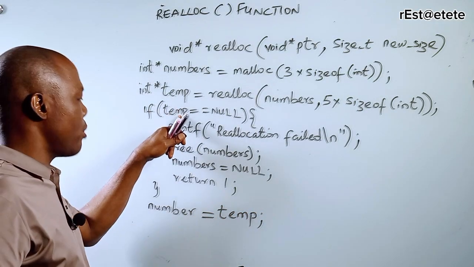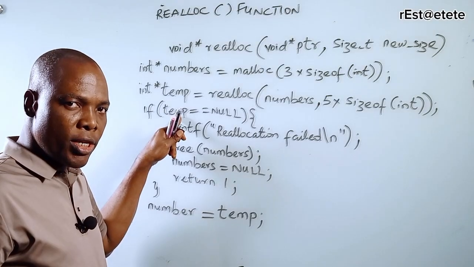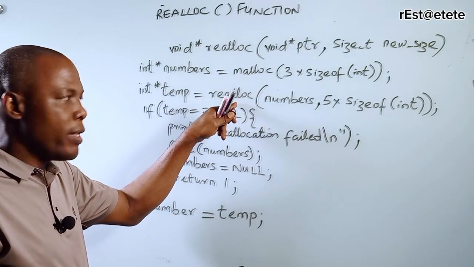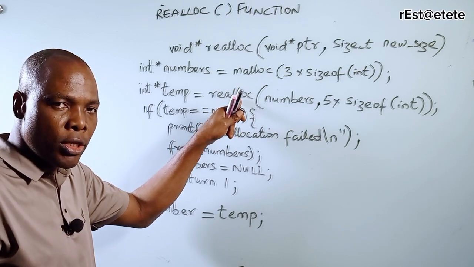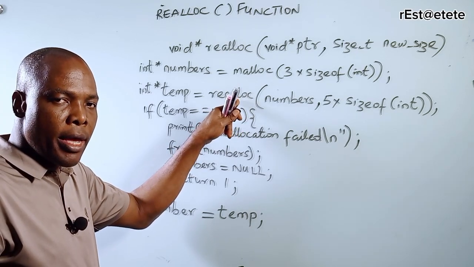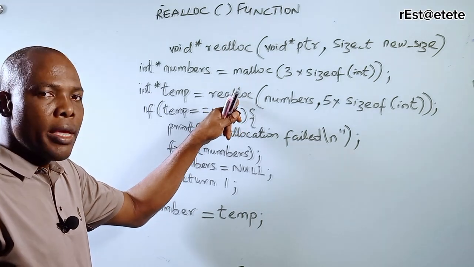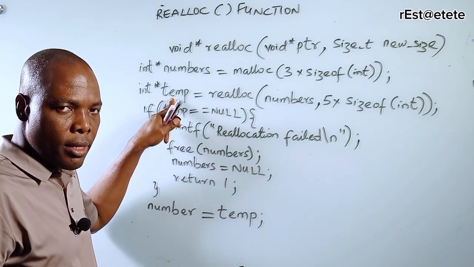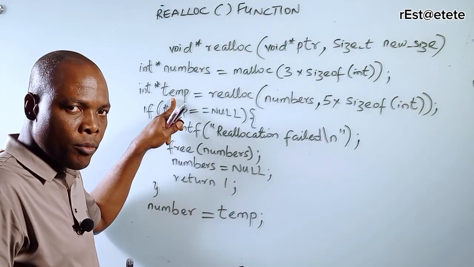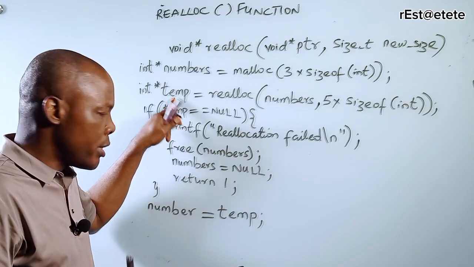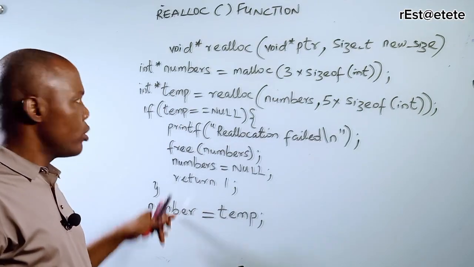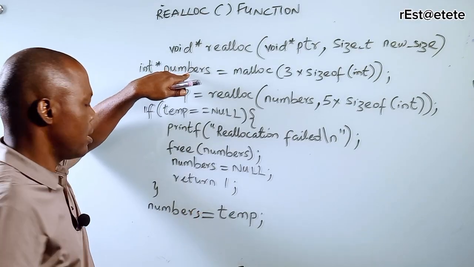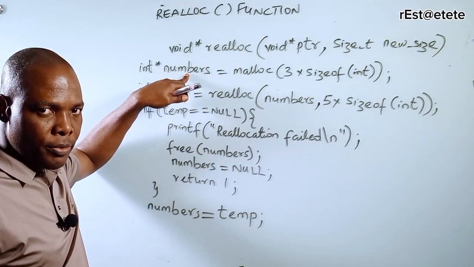That is this pointer that I initially used for the reallocation. So if it did not fail, that means the realloc function returned the starting memory to what? To this temp pointer. So that memory, I'm now assigning it to what? To my original pointer, which is what? Numbers. My original numbers pointer.